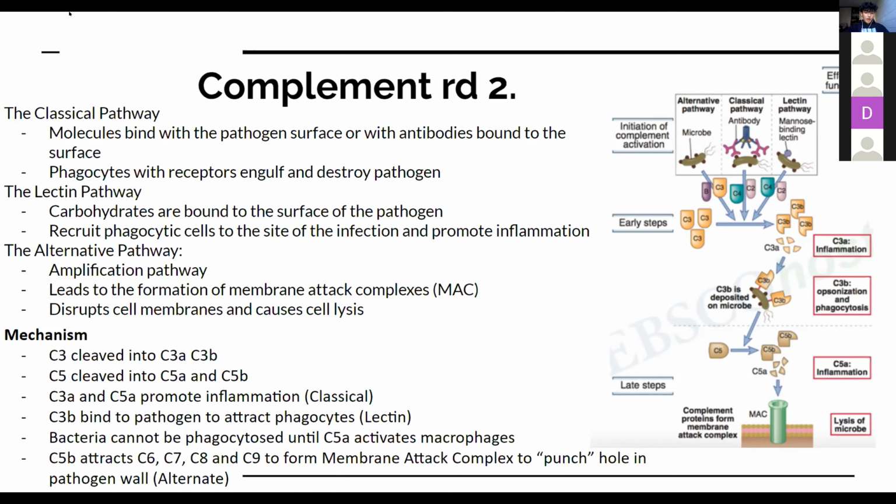I've written the mechanism right there in a little more detail. I apologize, but those are the things you kind of need to know. So C3 cleaving to C3a and C3b, C5 cleaving to C5a and C5b. The C3a and C5a promote inflammation. Then the C3b binds to the pathogen to attract phagocytes. And then the bacteria can't be phagocytosed until C5a activates some macrophages. If you see on the right there, C5a is used for inflammation, so once the macrophages arrive, they can get activated through C5a. And then C5b attracts C6 through 9 and forms the membrane attack complex. And that's the end of the alternative pathway.